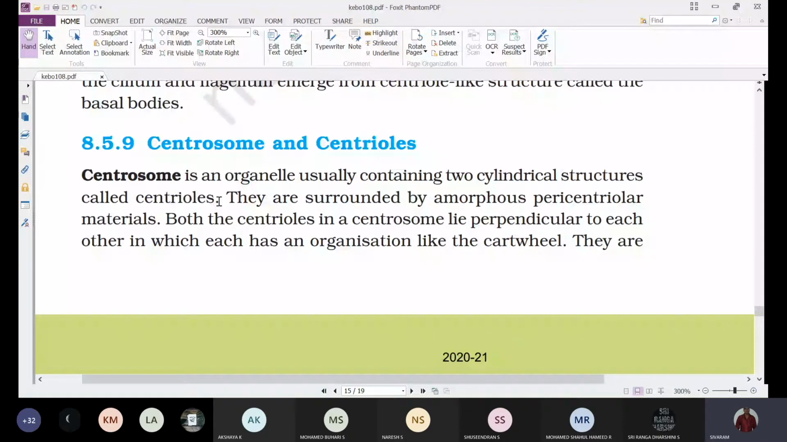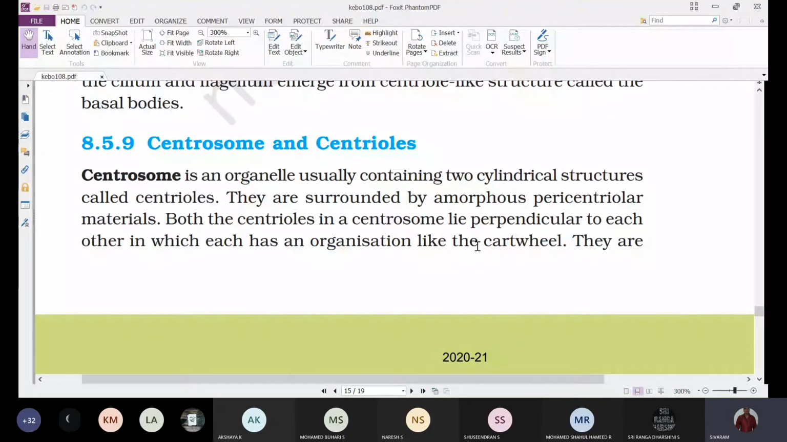Both the centrioles in a centrosome lie perpendicular to each other, in which each has an organization like the cartwheel. When you observe the centrosome, the centrioles are arranged perpendicular to one another, that means at right angles. The two centrioles are arranged at a 90 degree angle with each other, in which each has an organization like the cartwheel.